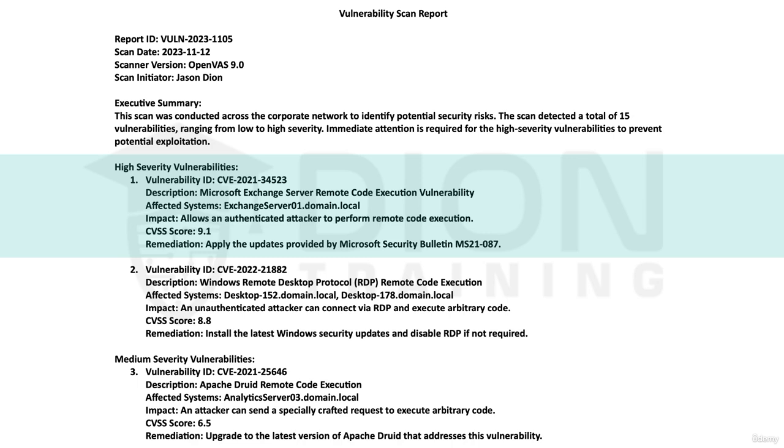Now, this CVSS score, or the Common Vulnerability Scoring System score, is actually listed as a 9.1, which is a very high score because the top score is a 10 and the lowest score is a 0. The remediation that they recommend is to apply the update provided by Microsoft in the security bulletin MS21-087. So what this is telling me is we have a known vulnerability on our Microsoft Exchange server.